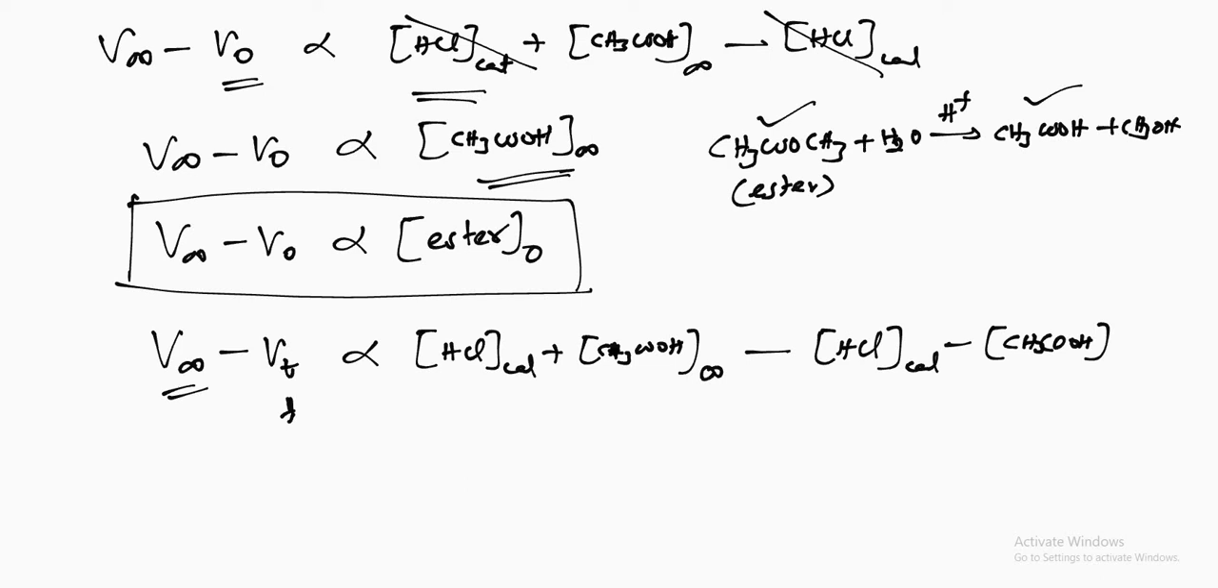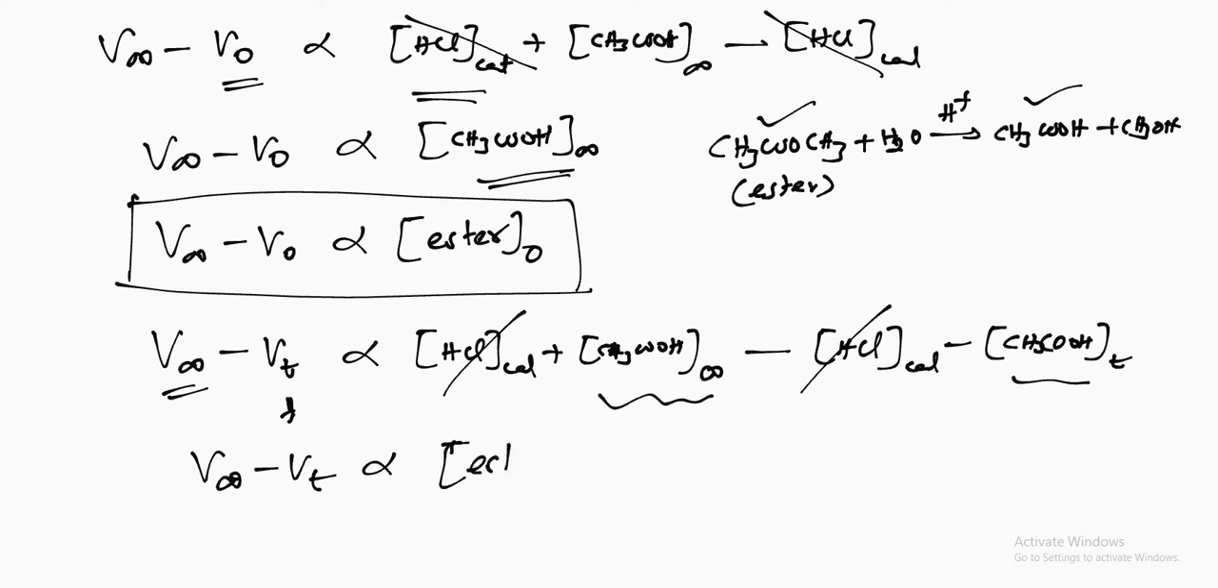Okay, actually I have to add these two and subtract, but I have given directly. This is up to time t. Students, observe carefully. These two cancel. Now total acetic acid minus acetic acid formed at a time t gives you the concentration of the ester at a time t. It is proportional to the concentration of the ester at time t.